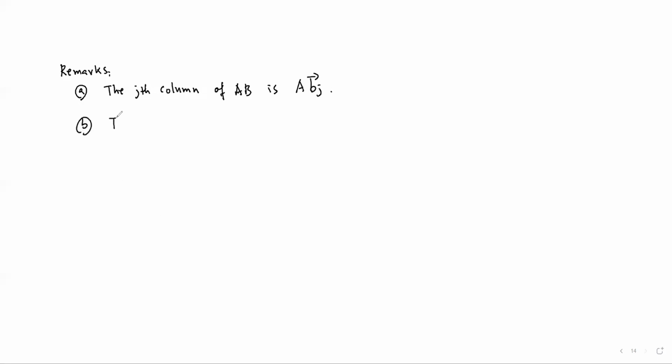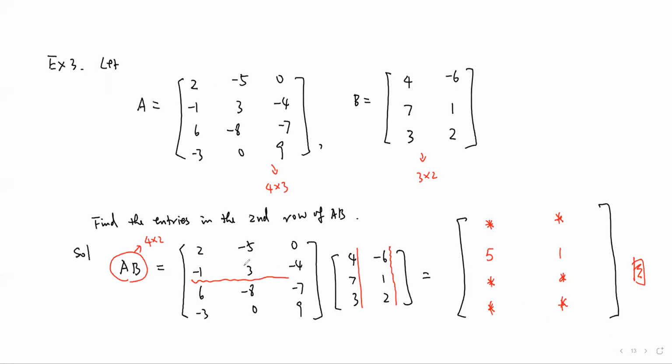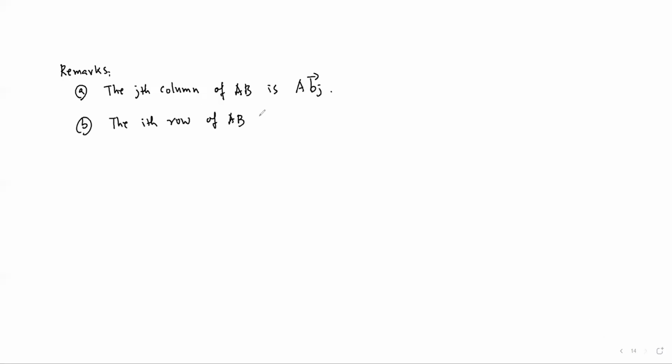The ith row of A times B, from example 3, we can see that it is row I of A times the whole matrix B. Row I times the whole matrix B.